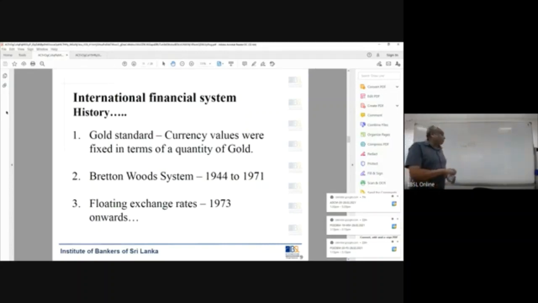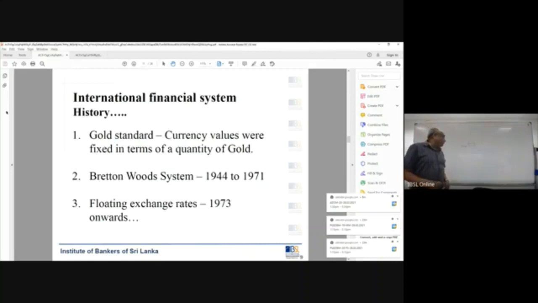Then around 1971... In 1973 they introduced a floating exchange rate. Floating exchange rate. Right? Until then there was a fixed exchange rate. In 1973 the floating exchange rate was introduced.